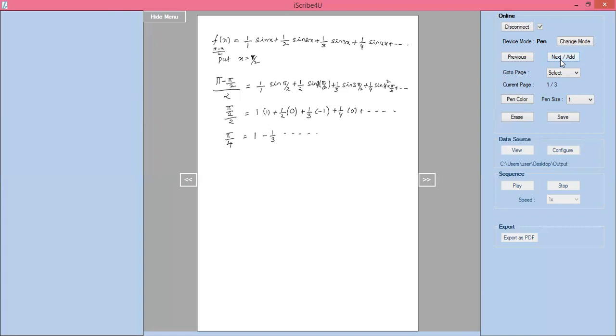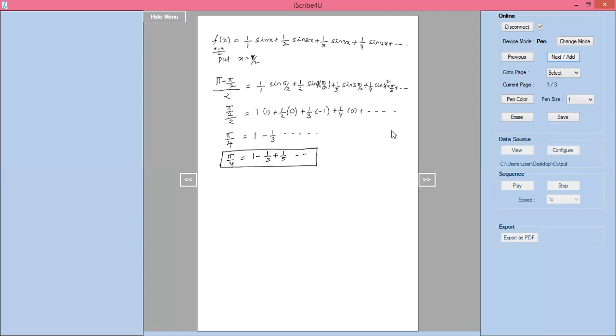In general, I'll write pi by 4 equal to 1 minus 1 by 3 plus 1 by 5 and so on. Alternating terms you will get. So this is the required solution for the given problem.